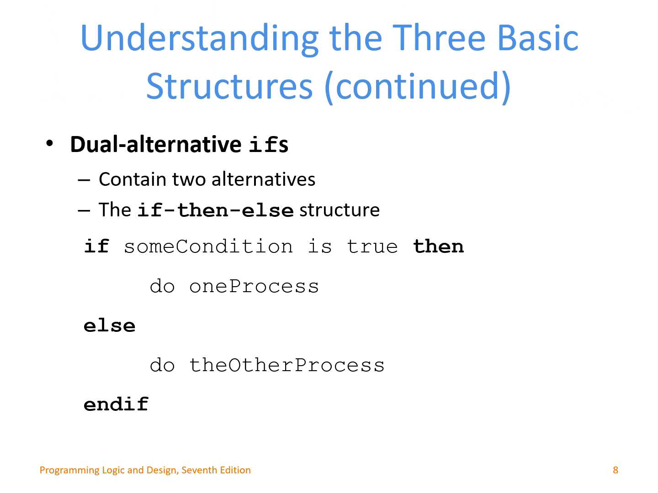Dual alternative ifs. This contains two alternatives. The if-then-else structure. If some condition is true, then do one process. But if the condition is false, it will fall here in the else. Else, do the other process. Then, as an ending statement, there is end if.